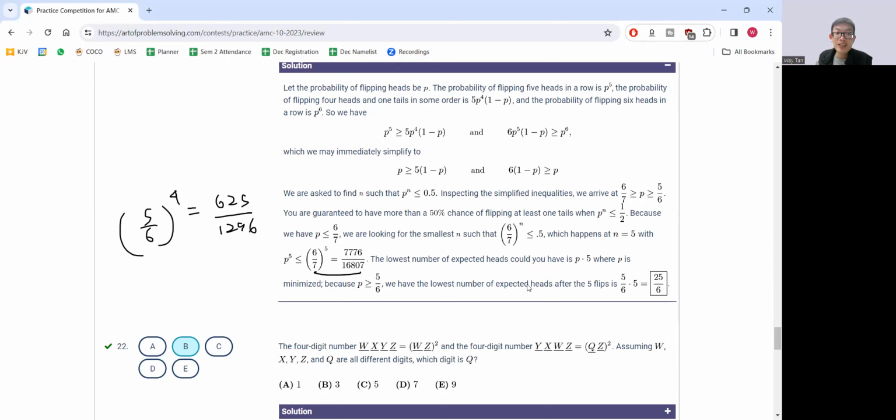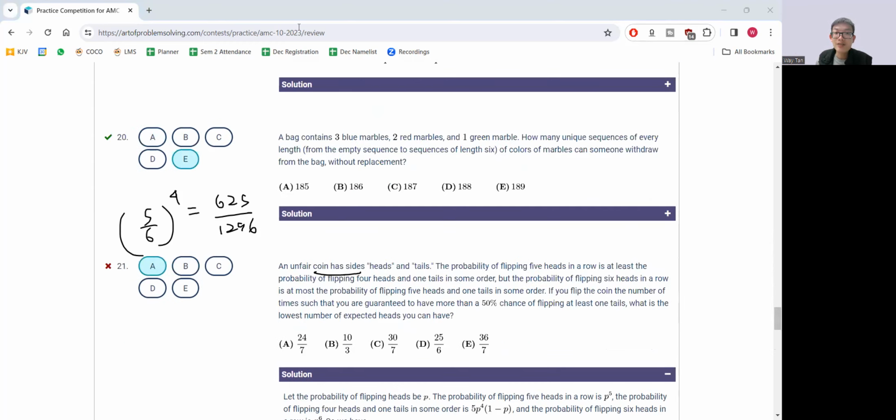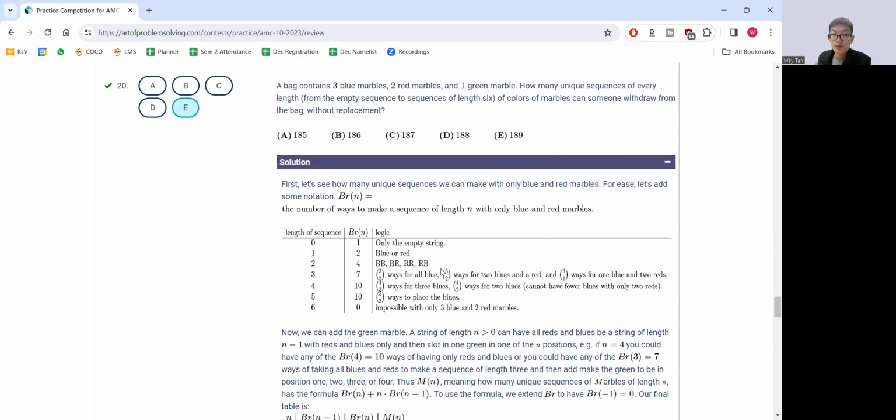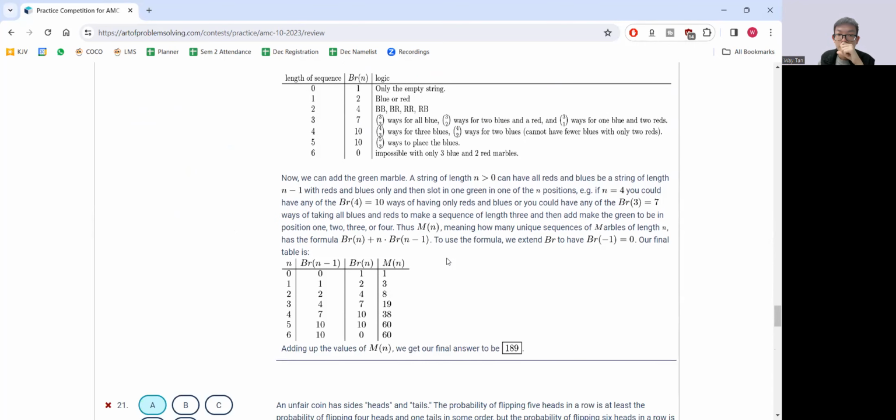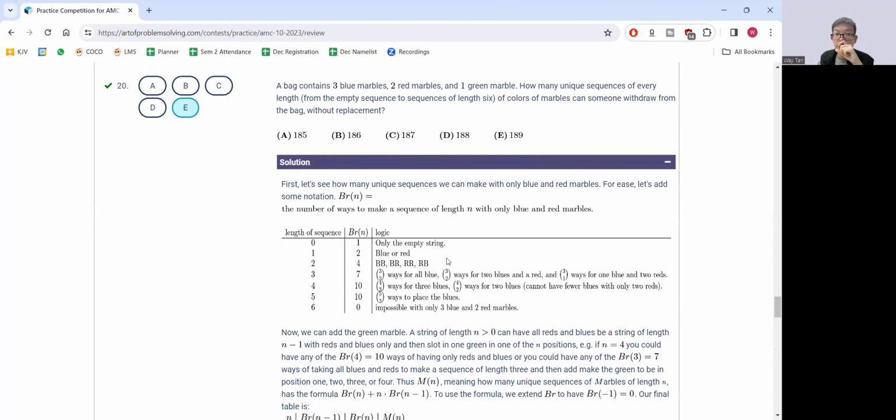I suppose I'm also just curious about one or two of the others in terms of efficiency. There is no guarantee that AMCs have efficient solutions, but we just want to see. Okay, they use the recurrence. Okay, so that makes sense.